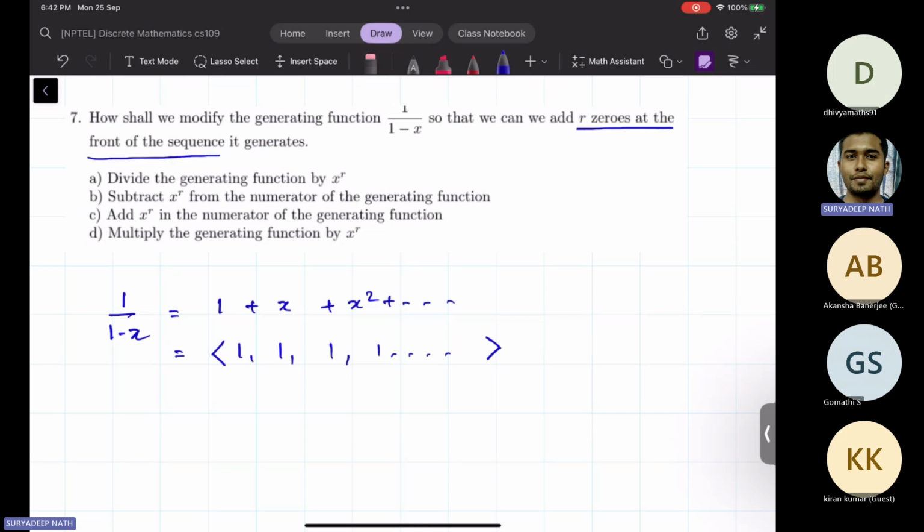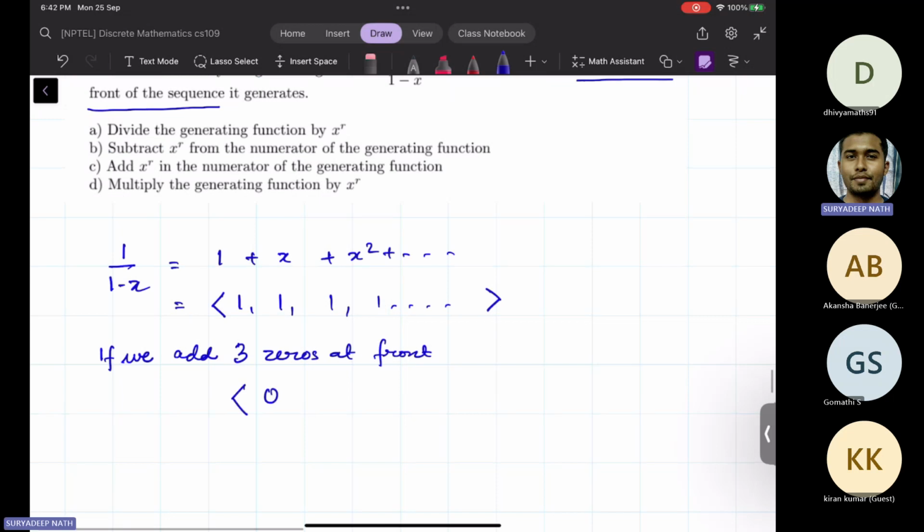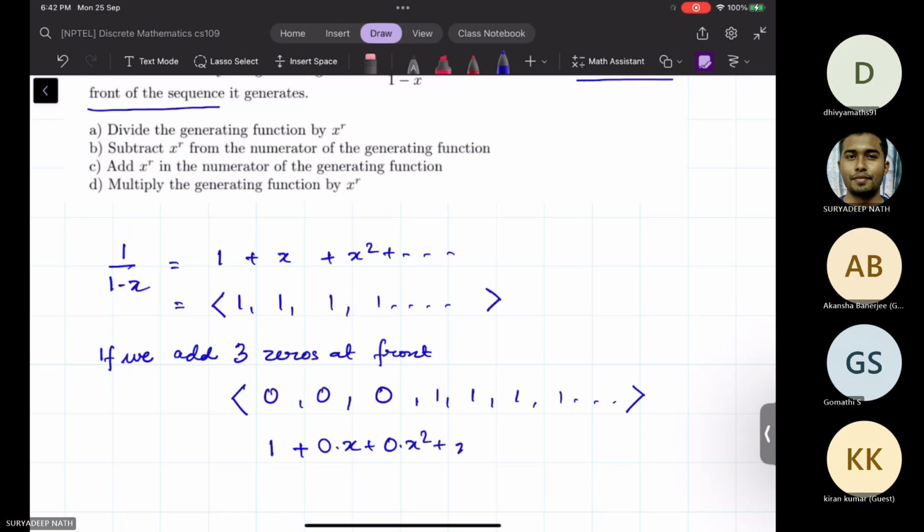Which means that, let's say, if we add 3 zeros at front, the sequence looks like this: 0, 0, 0, and then it starts 1, 1, 1, 1. So how can we generate this? So basically this means we have the sequence 1 plus 0x plus 0x squared plus x cube, x^4, and so on.